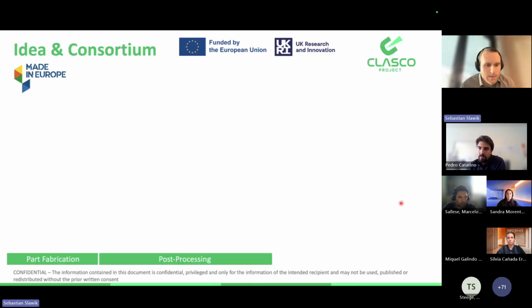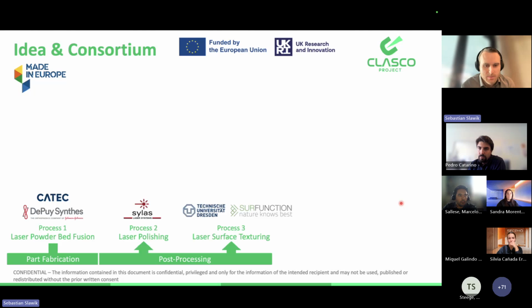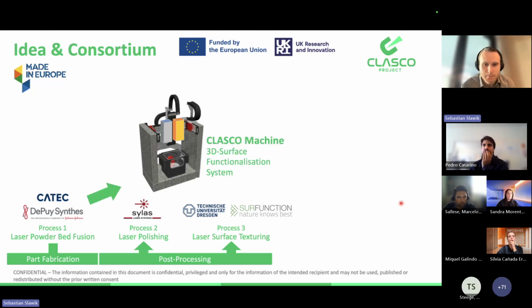The idea of Glasgow is that we are doing part fabrication and afterwards post-processing. We have 3 processes. One is the fabrication, additive manufacturing, the laser powder bed fusion. Afterwards, we have the Glasgow process in the Glasgow machine. It's consisting of laser polishing and laser surface texturing. This is the Glasgow machine where this happens.